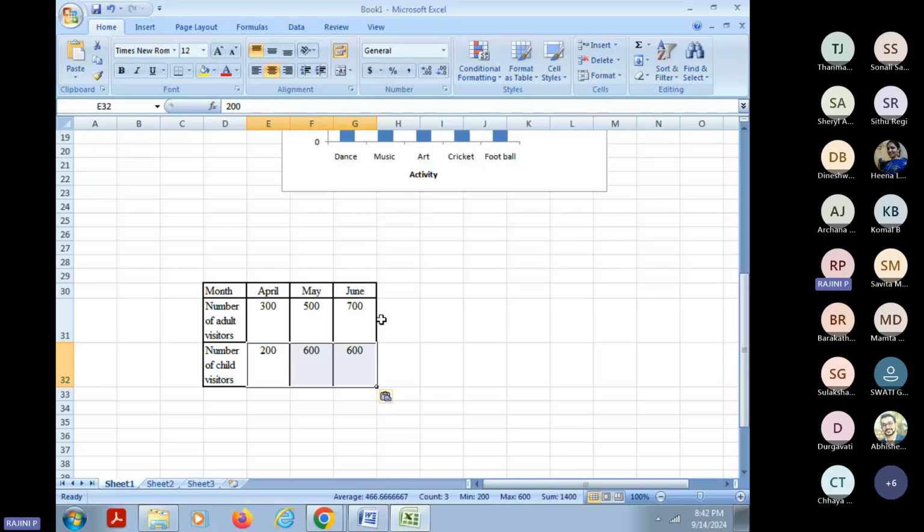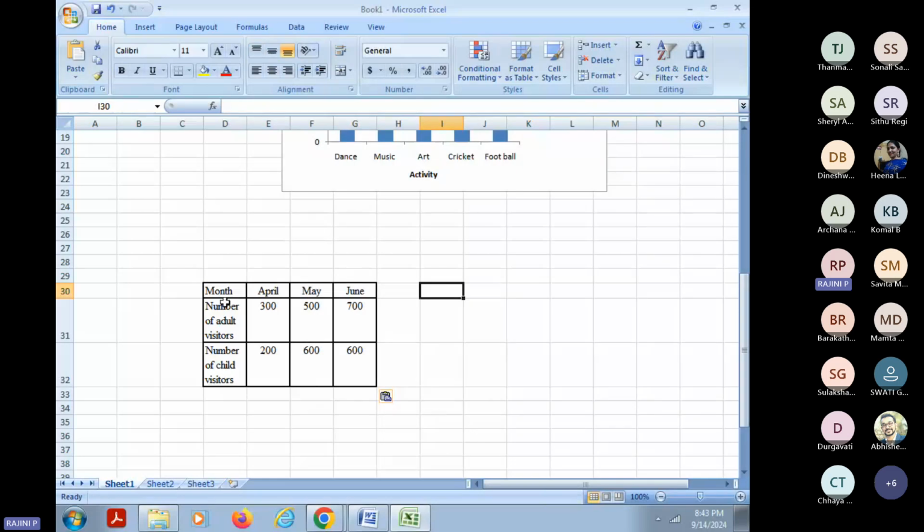Here, what do we have? April, May, June. Those are the 3 months. Number of adult visitors: in April 300, May 500, June 700. And next, what have I taken? Number of child visitors: 200, 600, 600. That means I'm having two frequencies, adult visitors frequency and child visitors frequency, for one qualitative variable. Then we go for multiple bar diagram, or subdivided bar diagram, or percentage bar diagram.